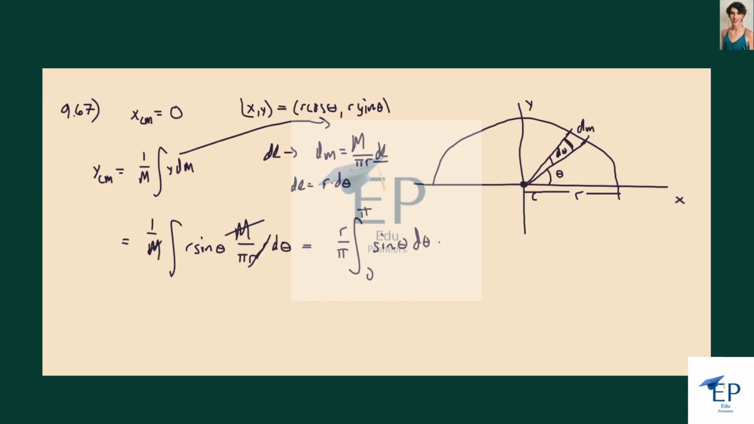Okay, well this integral is easy. We can just do that and see that this comes out to being 2r over pi. And that's our y center of mass. So our total center of mass is given as x center of mass, y center of mass. So this is 0 and 2r over pi.